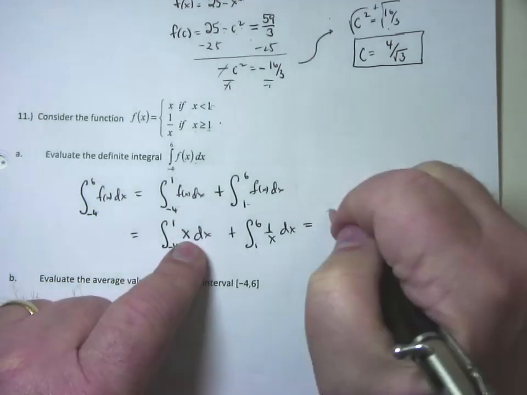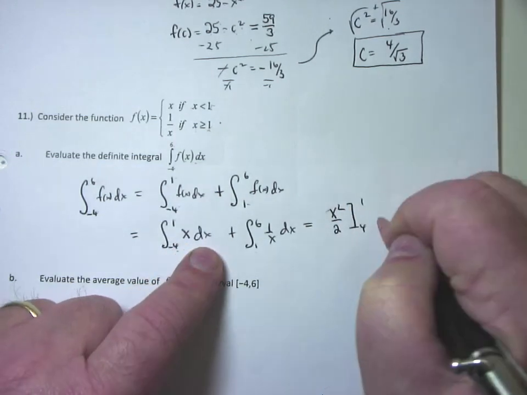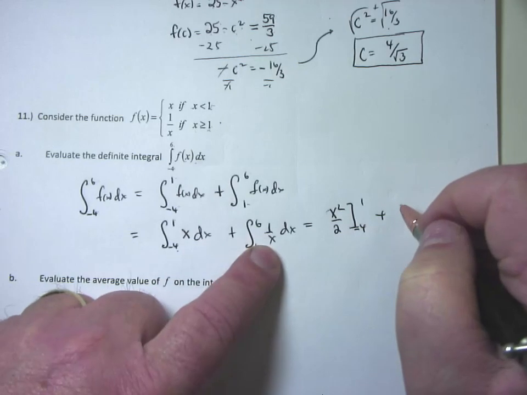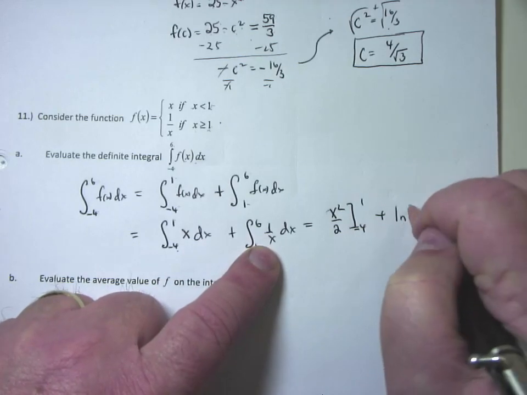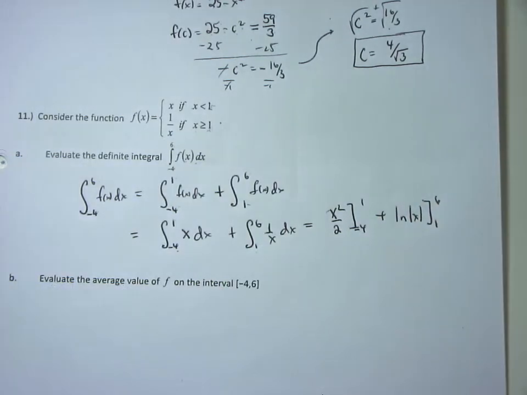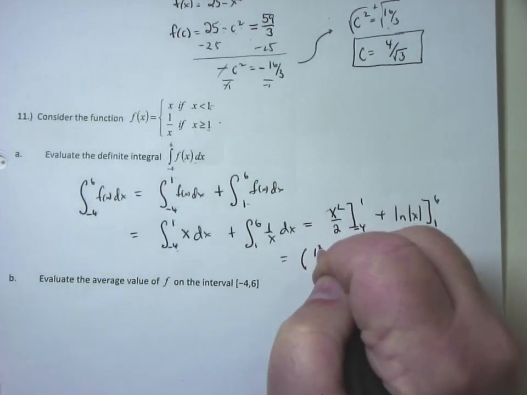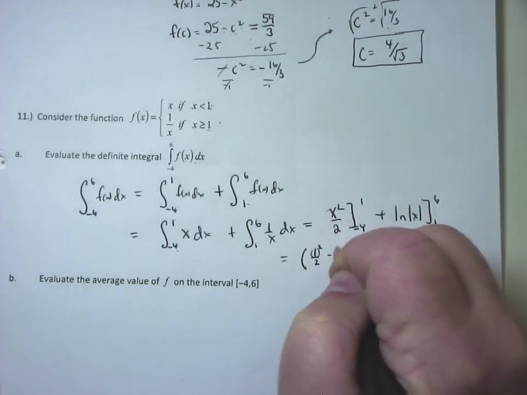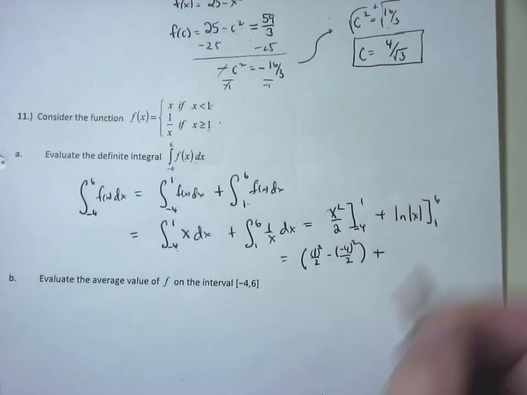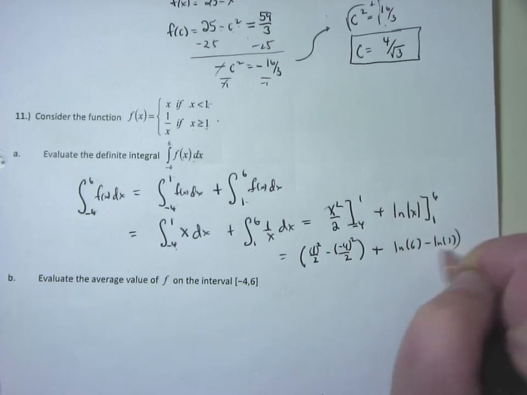The integral of x is x squared over 2, evaluated from -4 to 1, plus the integral of 1 over x, that's a special rule. What's that? Natural log absolute value of x, evaluated from 1 to 6. So according to the fundamental theorem of calculus, plug in top minus plug in bottom, this will be 1 squared over 2 minus -4 squared over 2 plus, fundamental theorem of calculus on the second part, natural log of 6 minus the natural log of 1.